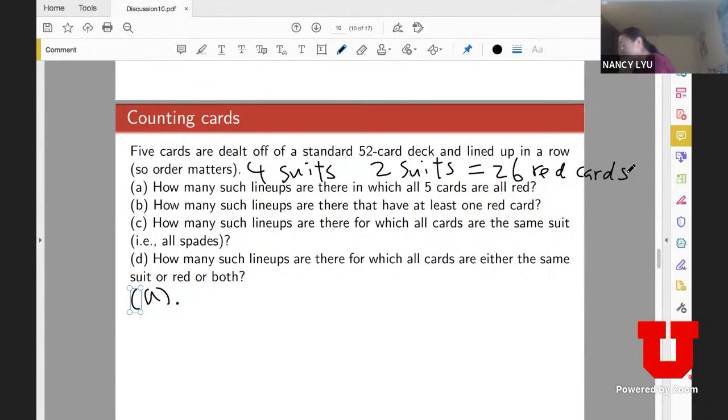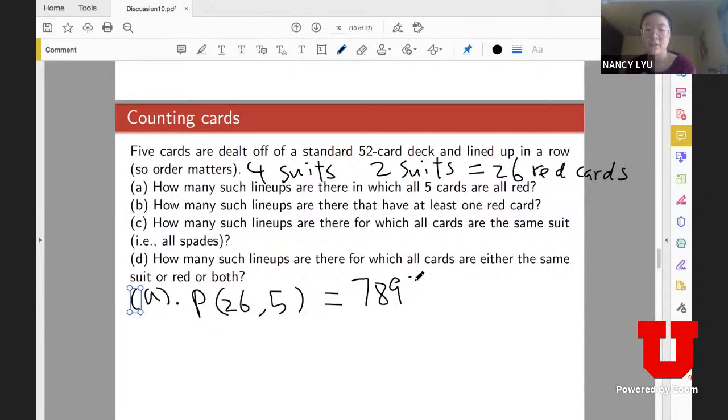So which technique, which formula, are we going to use here? The order matters, and we cannot have repeats. That would make this a permutation problem, right? Yes. So that will just give you P(26, 5), because you have 26 red cards in total and you want to choose 5 of them. And that will give you this large number.